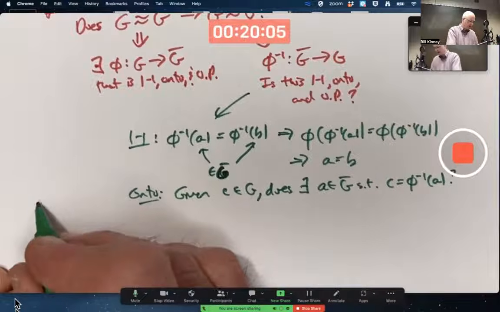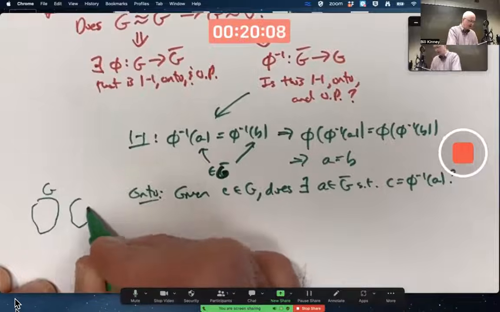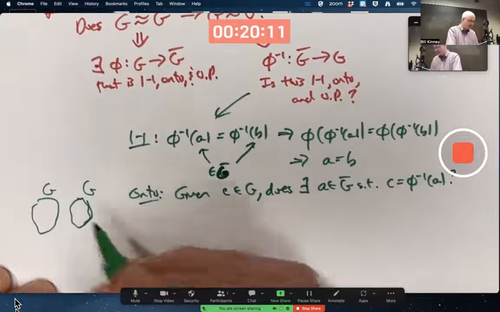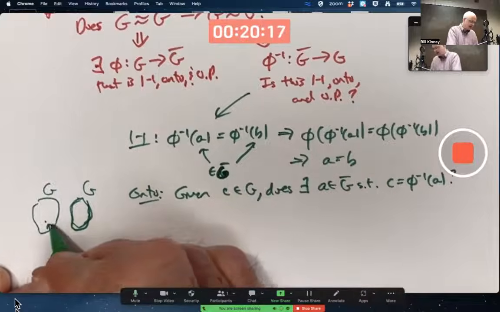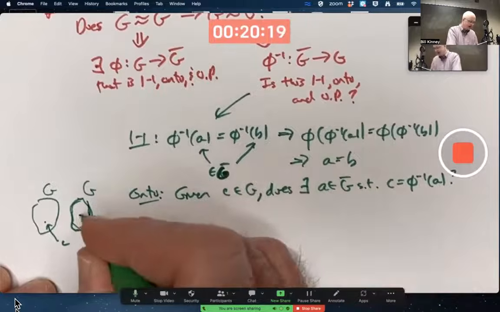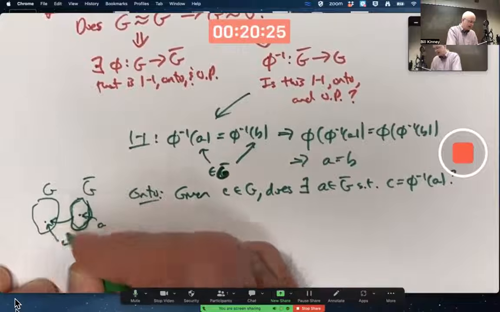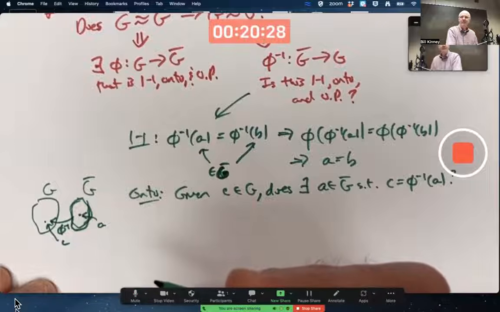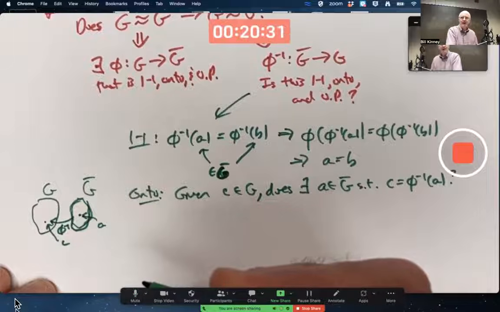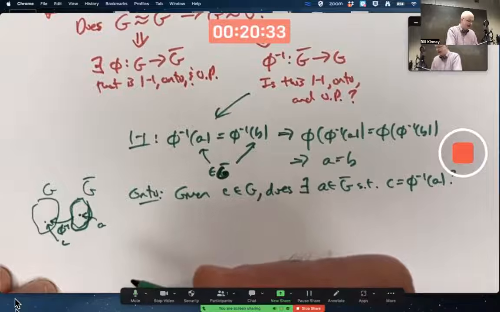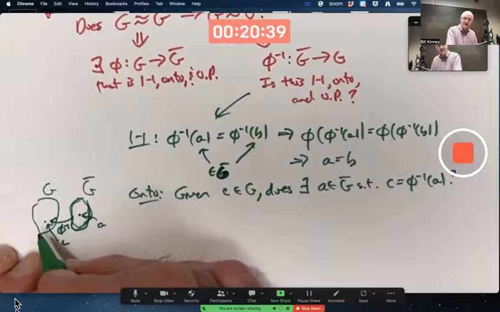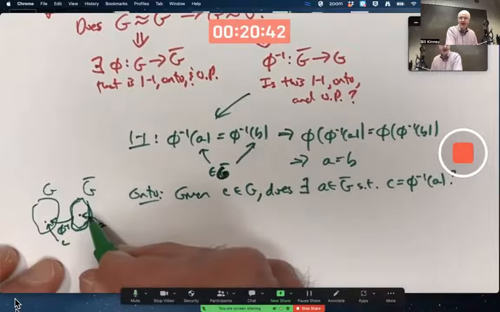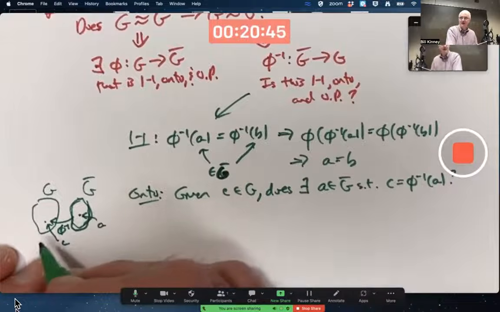Maybe we do want to draw a blob picture though. There's G, here's G bar. We're given a C in G. Does there exist an A in G bar that gets mapped to C under phi inverse? Well, think about how inverse functions are defined. Phi inverse of some A would be the unique C over here that gets mapped to A, which will exist because phi is one-to-one and onto.